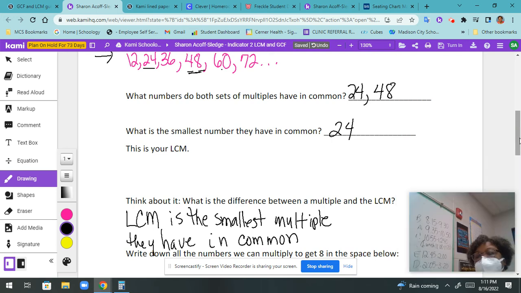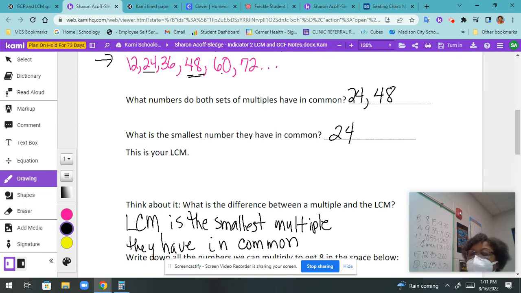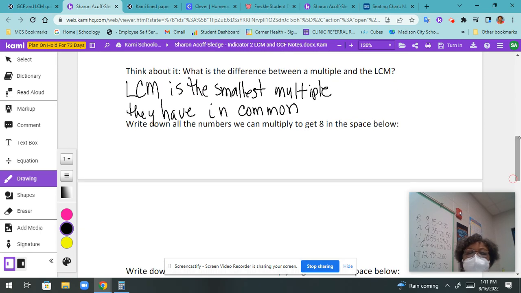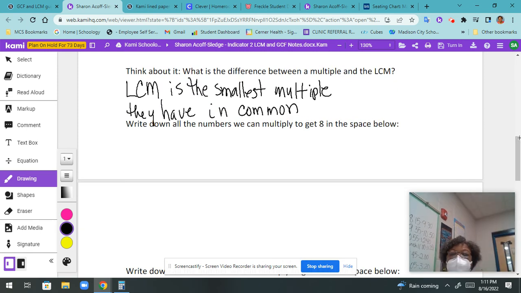Okay, so that's our LCM. So now let's take it a little further. Now we're going to talk about factors. Factors are numbers that you can multiply to get those numbers. So we're using the same numbers, 8 and 12. Write down all the numbers we can multiply to get 8. What times what equals 8? 1 times 8. Okay, so 1 comma 8. And somebody said something else? 2 times 4. Anything else?